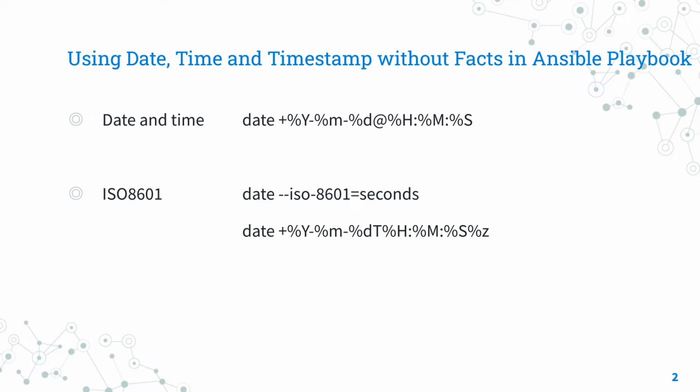I ended up with it after carefully reading the date man page. Unfortunately, not all the platforms support the --iso-8601 parameter, so you need to build the format by yourself. This is the example for the macOS operating system.